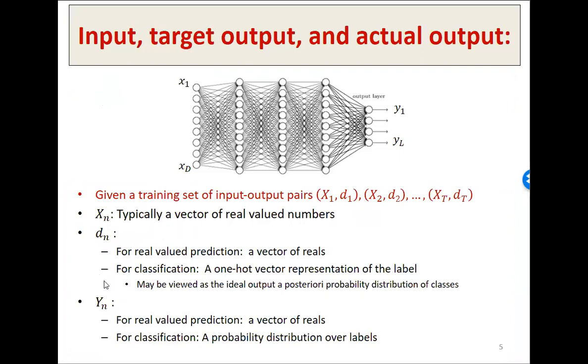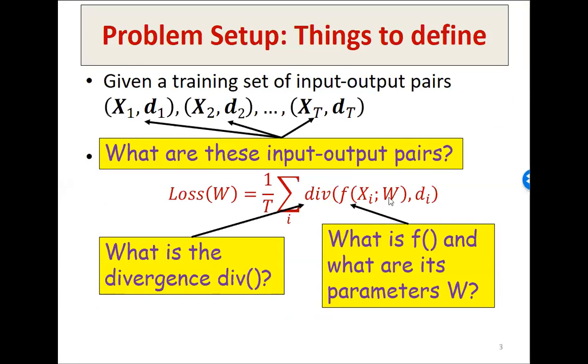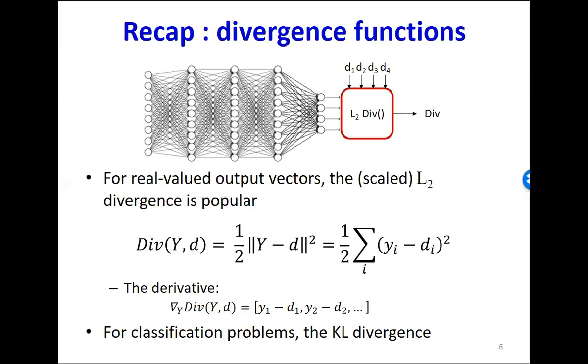The actual output, again, could differ, and when the network is not perfect, it will differ from the desired output. If you're trying to make real valued predictions, the actual output is going to be a vector of reals. If you're performing classification, the output is going to be a probability distribution over the labels. So we defined all these three things. We have defined f, and we've defined input-output pairs. The last thing that we were left with was the divergence function, which is where we stopped.